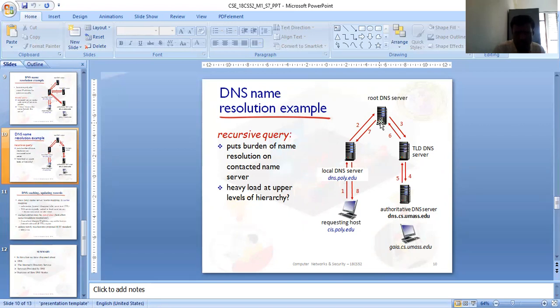Again, it is passed on to the root DNS server. The root DNS server carries a heavy load and burden. Again, passed on to the root DNS server. This is a recursive query. So what we learned is that the iterative query does not burden the root DNS server, but the recursive query puts a heavy load on the upper levels of the hierarchy, the root DNS servers and the top level domain servers.